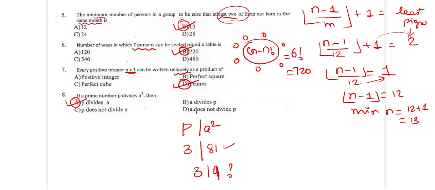If you want, you can check for the other one. a divides p. Does 9 divide 3? No, it's wrong. A does not divide p. A is going to be 9. 9 does not divide p. This is wrong. p does not divide a. p is going to be 3. 3 does not divide a? No, this is going to be wrong. So the option is going to be p divides a. Next, we will move on with the next set.